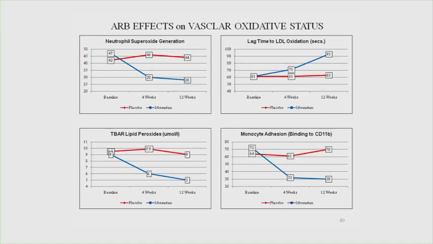TBARS is a marker of lipid peroxidation, free radical stress, kind of like malondialdehyde. It falls with ARB therapy. Monocyte binding to the artery wall falls. All positive findings. Let's look at ARB effects in 33 relatively young, age 41 to 59 individuals with coronary disease.